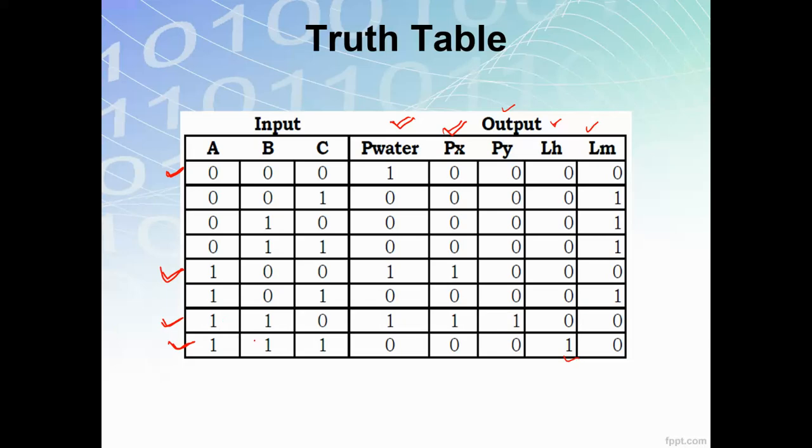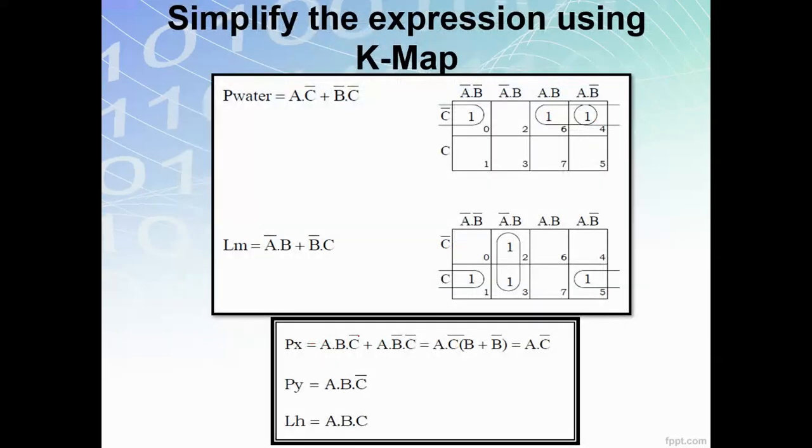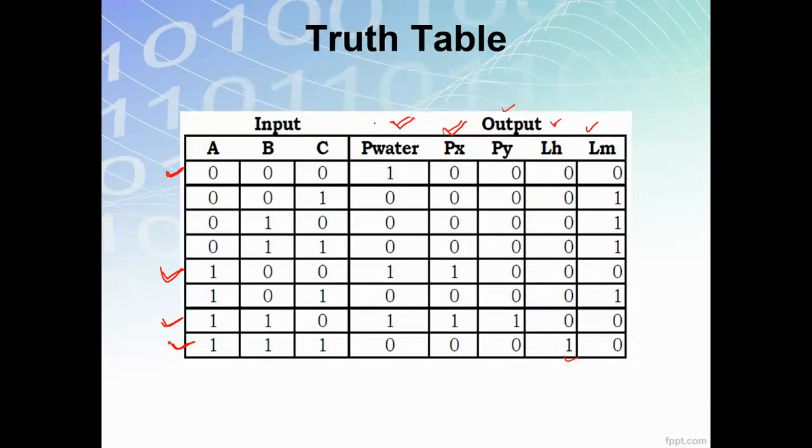Daripada design the truth table, next, after you design the truth table, okay, the truth table based on the case scenario that given to you, then we simplify the expression using KMAP for each particular output. Okay, bukan empat-empat output tak. For each particular output. So for example, we use a P water. So P water, we generate, okay, P water, ambil P water column of logic of 1 here and here.